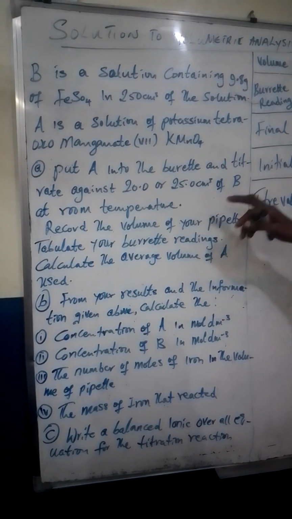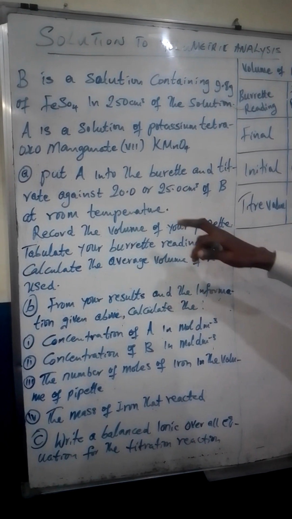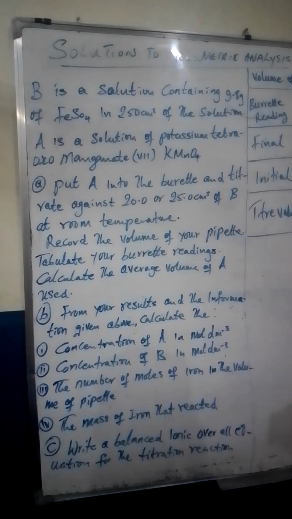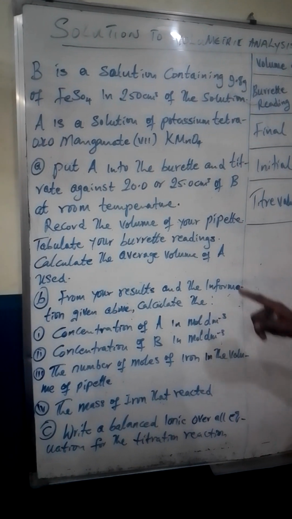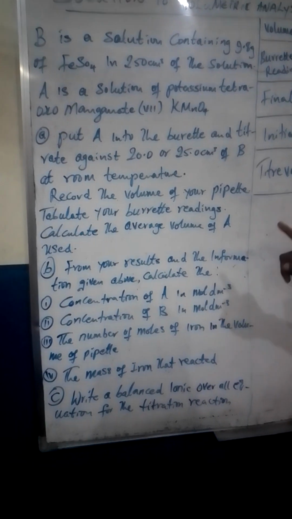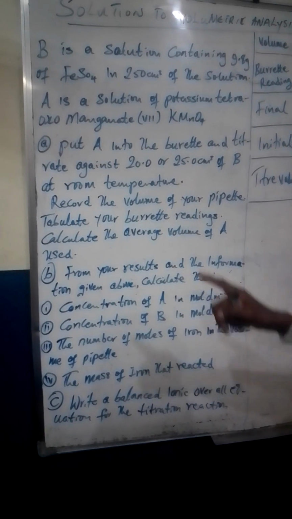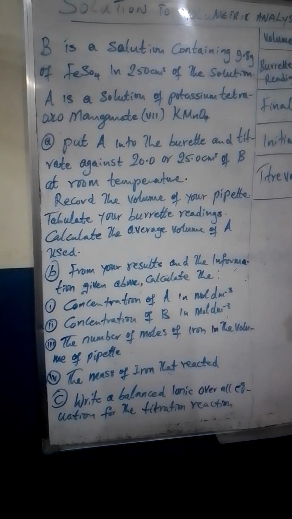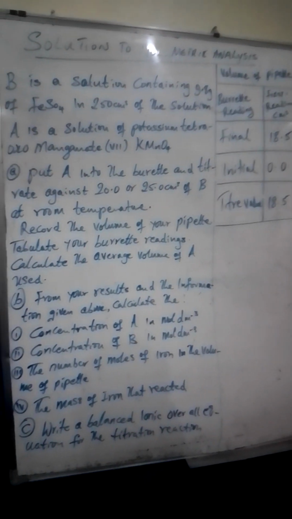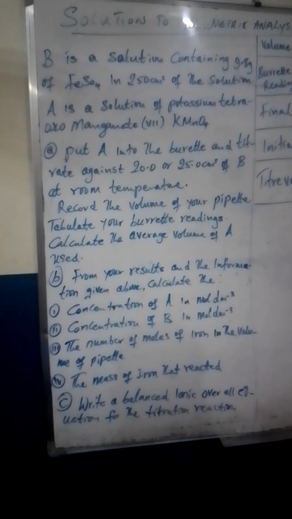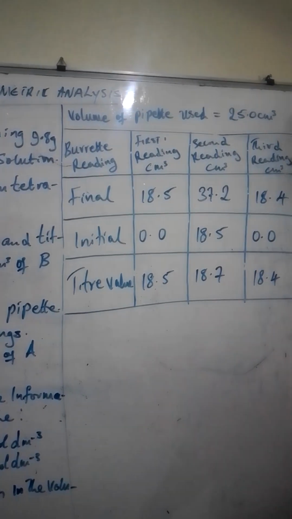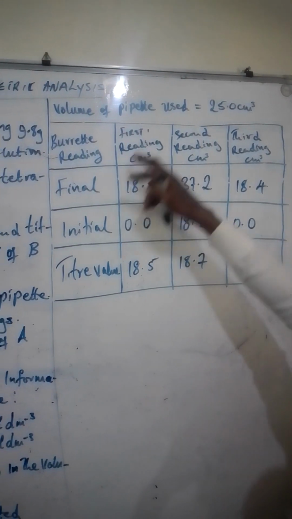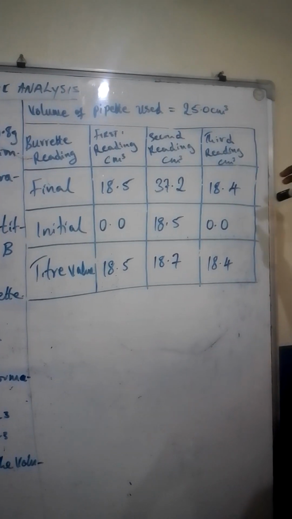The 25 centimeter cube is actually the volume of your pipette. Record the volume of your pipette, tabulate your readings, then calculate the average volume of A used. Now, in recording the table, tabulating your burette reading, it has to be in this format. The volume of the pipette used has to be here. The burette reading: the first reading, second reading, and third reading.